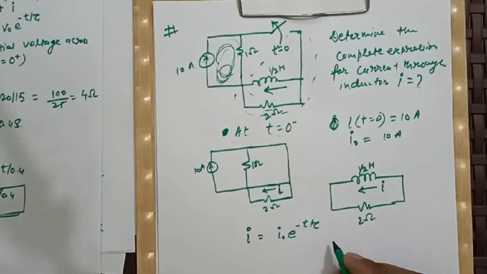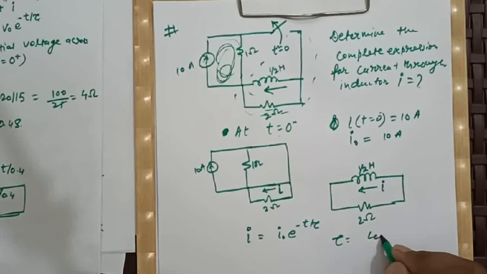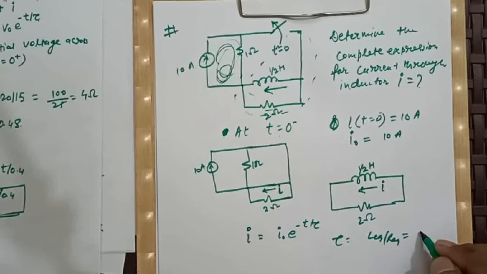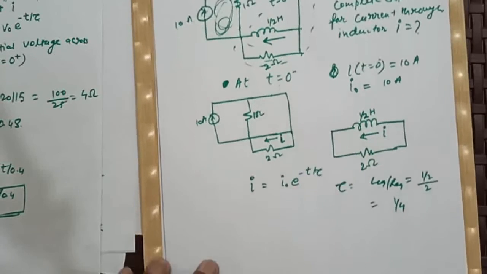Now our next target is to find tau. Tau will be equal to L equivalent by R equivalent. Here L equivalent is half, and R equivalent is 2. So tau is 1 by 4, right?